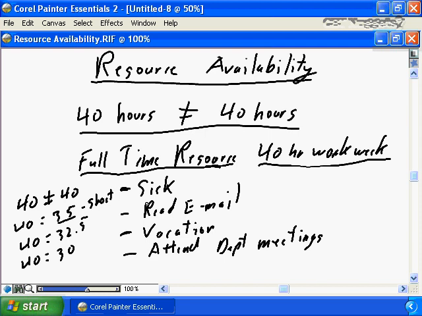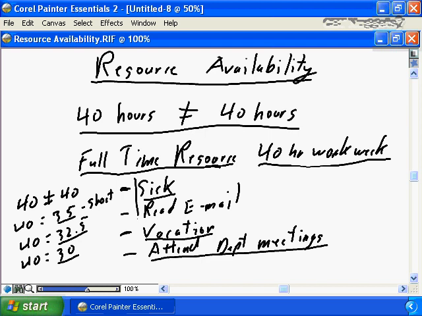But if the assignment is longer, if the resource is going to be on your project for 6 months or even 12 months, there's going to be some sick time. There will definitely be vacation time. There will almost definitely be departmental meetings. So what are these going to average out to? How much vacation time do you have to plan for? What is your company policy on sick time? Maybe 40 is closer to 32 and a half. Maybe 40 is closer to 30.